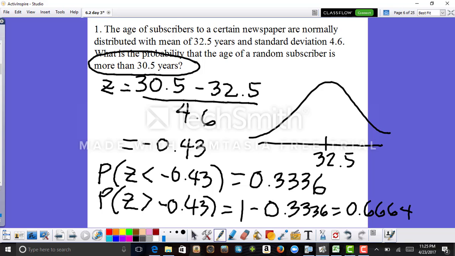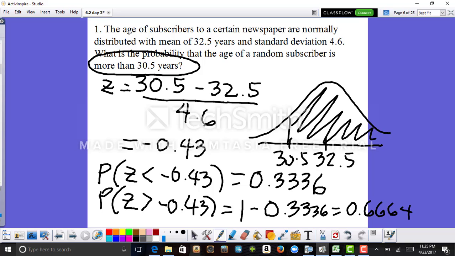If you're going to graph that, the mean was 32.5. 30.5 is on the left side of 32.5, and it says here more than, so we're going to shade on the right side. So 66.64%, or you can say it's 67%. That's a long way of solving an application of normal distribution.